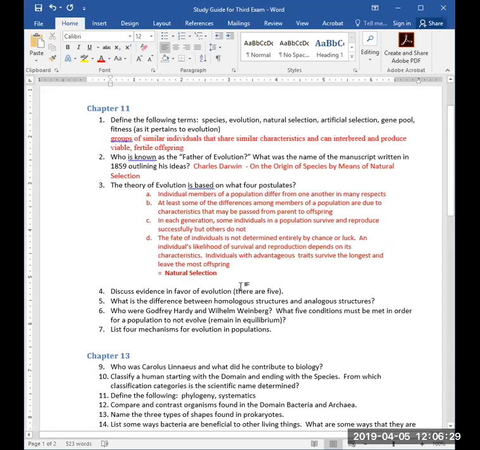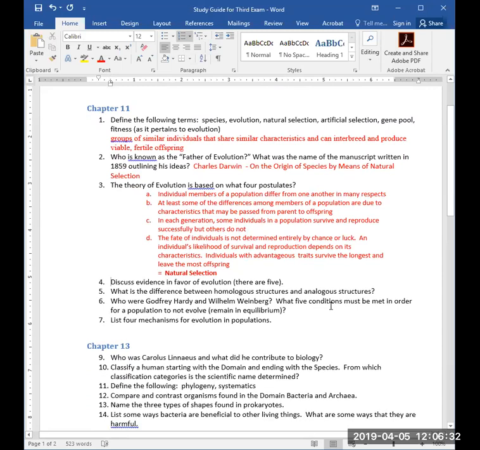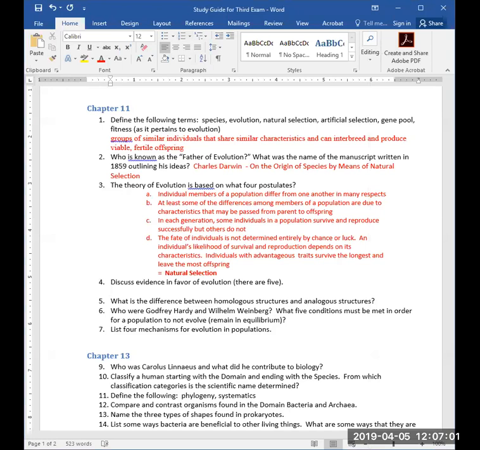Okay. So evolution is change over time within a population, a change in the gene pool. And so there are five different evidences for evolution. Do you remember what some of those are? What are some?